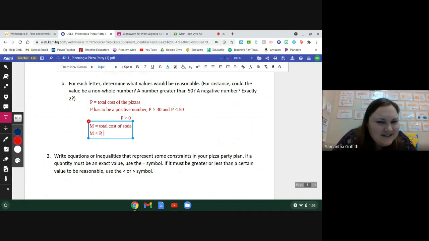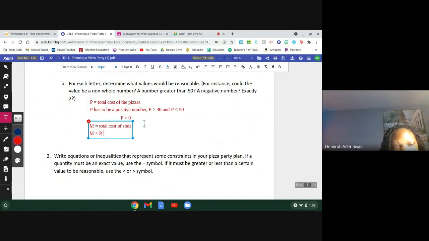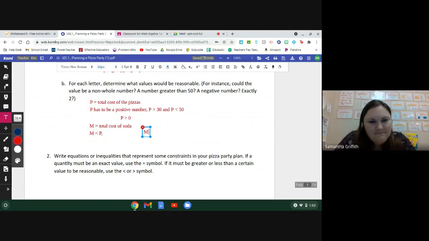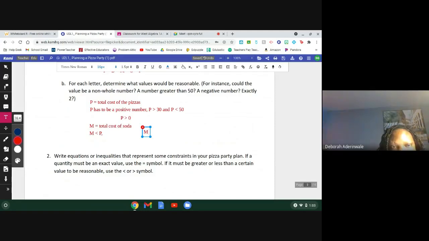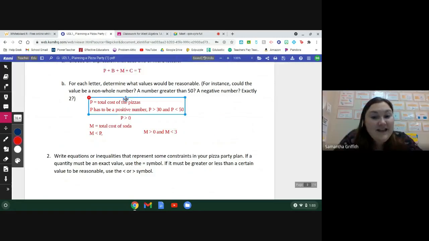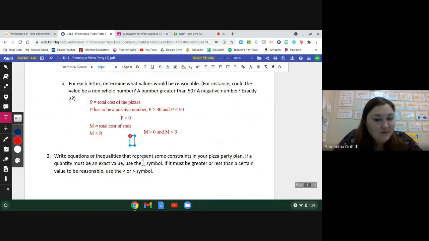Deborah, I think you were going to say something too. What were you going to say? Now, when we talk about the constraint on the soda, what do we use in representing the soda? M. Okay. M is greater than 0, and M is also less than 3, based on the price we have up there. So you're saying we're going to spend between $0 and $3. Yeah. You can also use an equal sign.